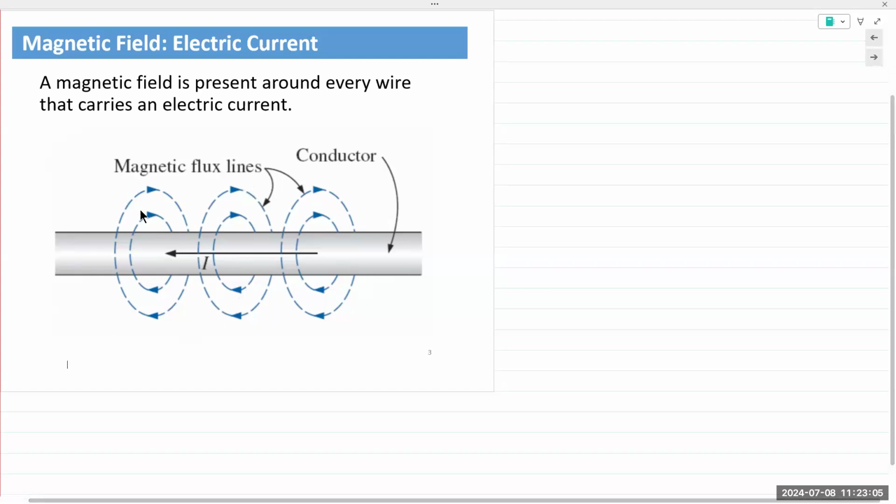The right-hand rule states, if you hold a conductor in the palm of your hand and you wrap your fingers around it and you point your thumb outwards, then your thumb points towards the electric current and the fingers point in the direction of the magnetic flux lines. Okay, so this is the right-hand rule.